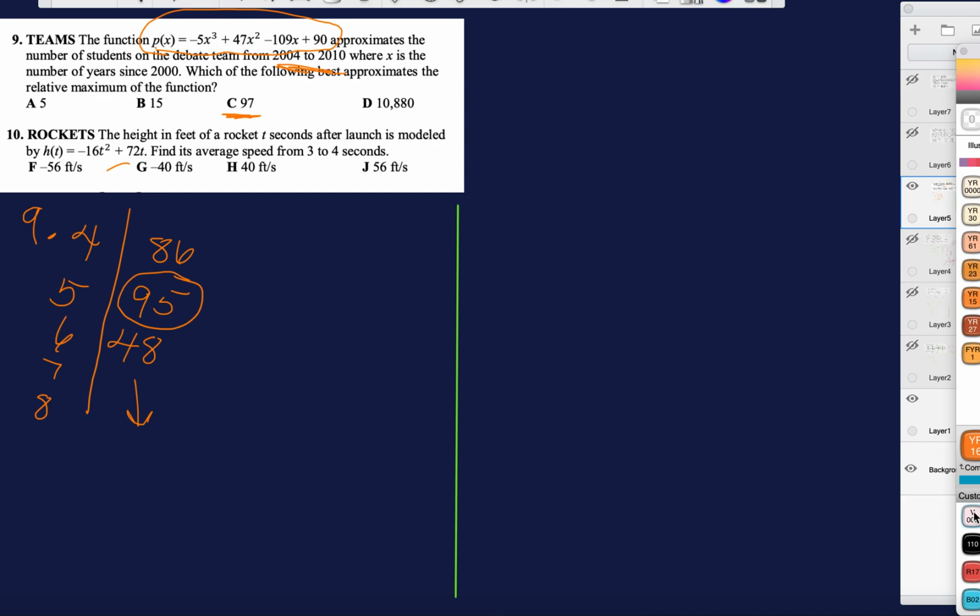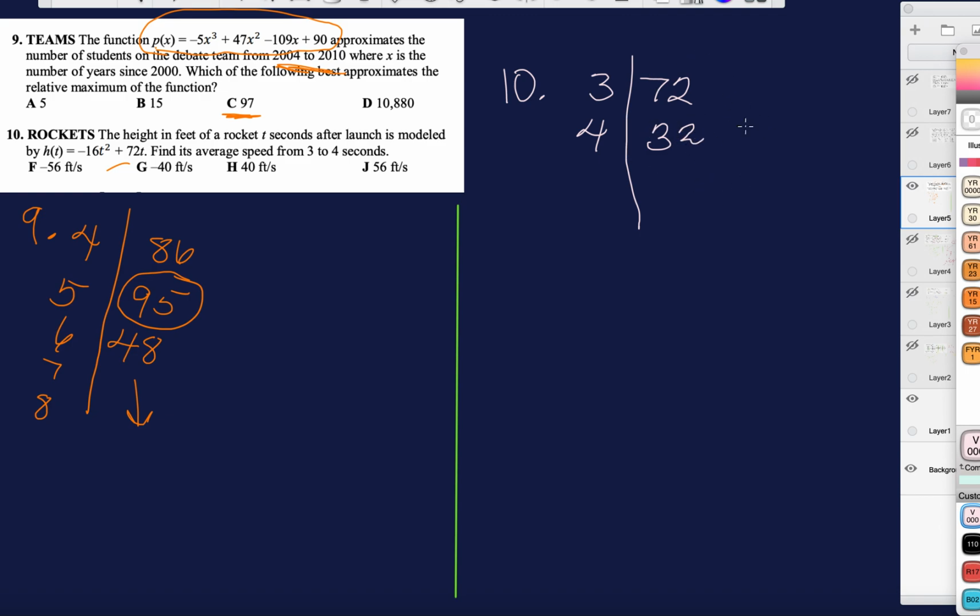So let's look at number 10. Number 10, you put the function in the calculator again. And what you're going to do is you're going to look at the table again. And what you're going to do is find from 3 to 4 seconds. So in your table, at 3, you get out 72, right? And at 4, you get out, if I'm not mistaken, 32.